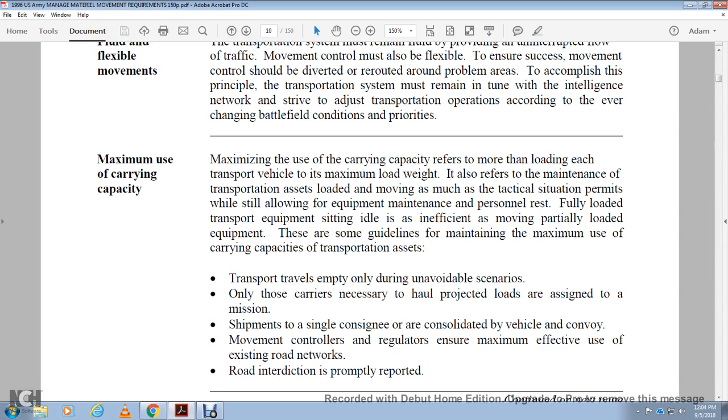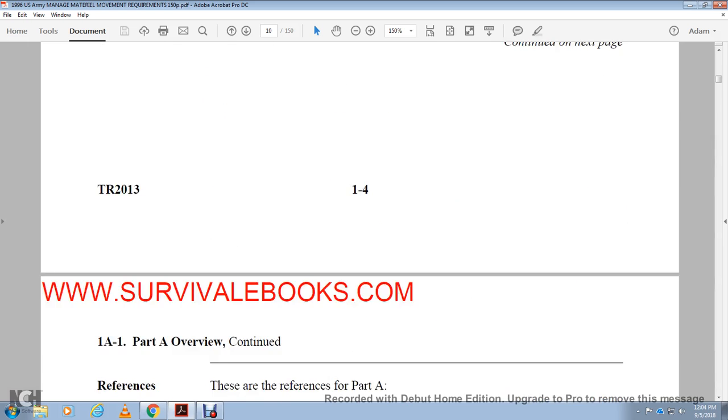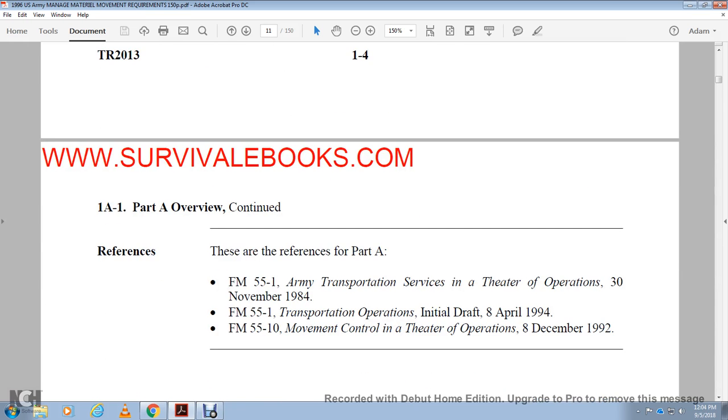There are some guidelines for maintaining maximum use of the carrying capacity of transportation assets. Transportation travels empty only during unavoidable scenarios. Only the assets necessary to haul the projected loads are assigned to the mission. Shipments with a single consignor are consolidated by vehicle and convoy. Movement controllers and regulators ensure maximum effective use of the existing roadway networks. Road interdiction is promptly reported. References for Part A: Field Manual 55-1, Army Transportation Operations in a Theater of Operations, Transportation Operations, Draft 8, April 1994, and 55-10, Movement Control in a Theater of Operations.